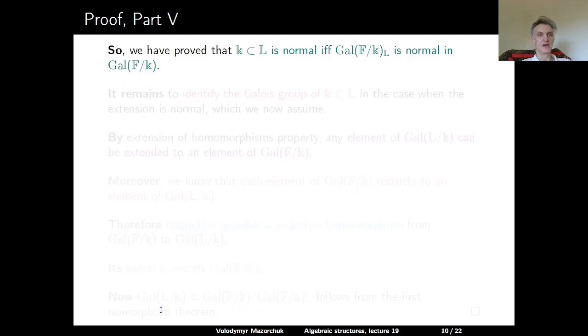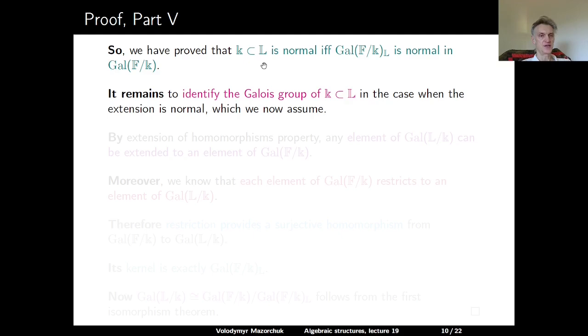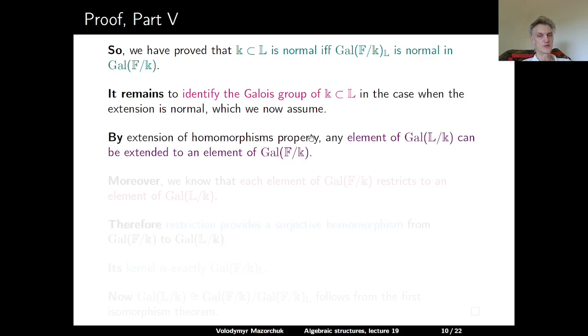Okay, so we have now proved that the extension of k inside L is normal if and only if the corresponding stabilizer subgroup is normal in the big Galois group. It remains to identify the Galois group of this smaller extension in the case when the extension is normal. So let's now assume that this extension is normal. By extension of homomorphisms property, any element of this smaller Galois group can be extended to an element of a bigger Galois group.